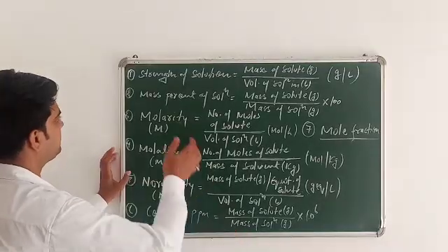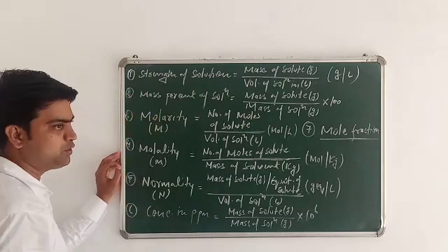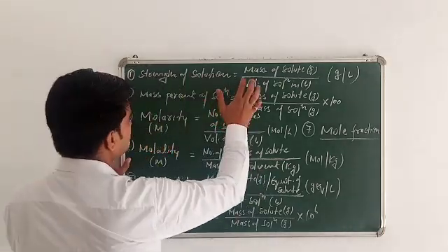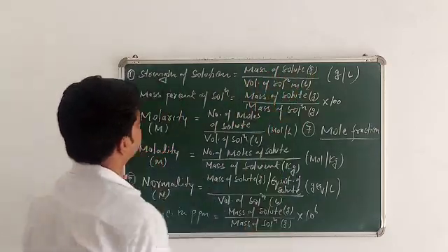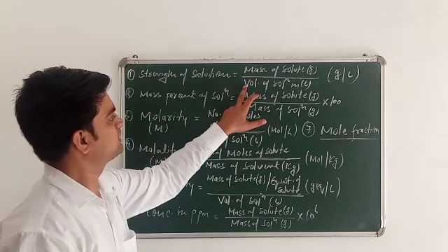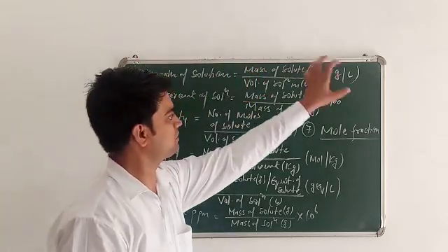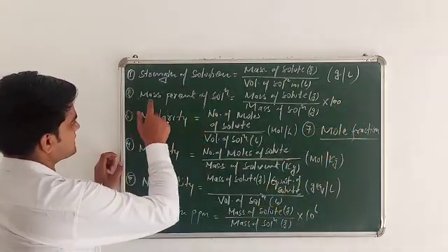Okay, come on students, now we talk about the strength of solution. How do we calculate the strength of a given solution? The formula is given here: the mass of solute in gram upon volume of solution in liter. When we divide this value, then we get the strength of a given solution in terms of gram per liter.